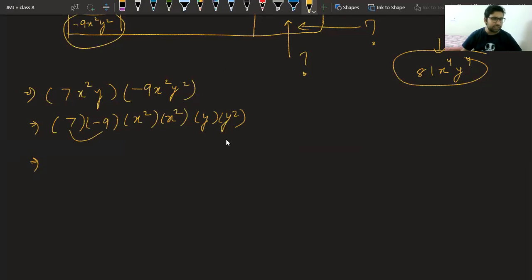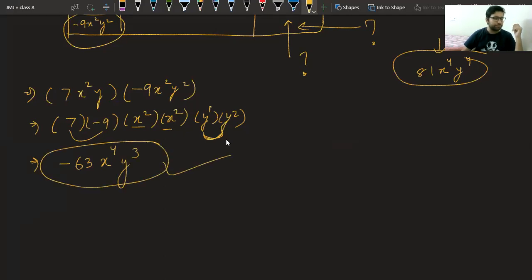Please check where you have done the mistake. 7 9s are 63, of negative. First mistake from your side. Second mistake, no, it was not a mistake. X and x are the same base, power will add, it becomes x power 4. In this case also, the power of this y is 1, it becomes y power 3. And this is the answer. Is it fine now?